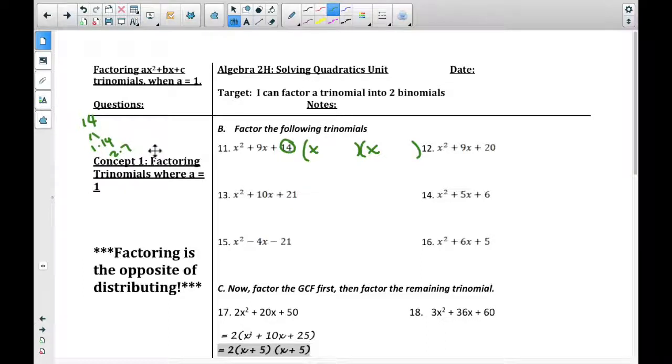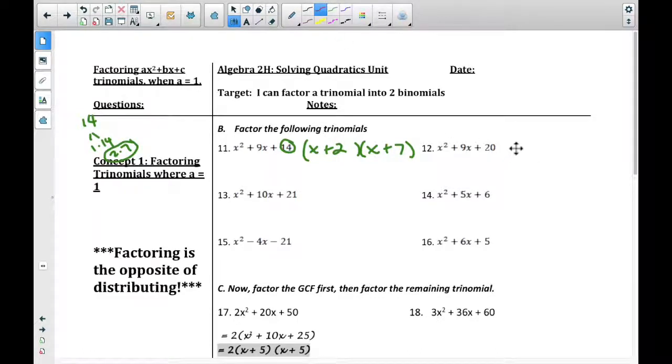Well, now I'm looking for which one of those factor pairs would add up to 9. And so 2 and 7 add up to 9. I'm going to put a plus 2 and a plus 7. And then I'm done. That's all I have to do. If you wanted to check it, you could go back and check it, and it should work. Let's look at number 12.